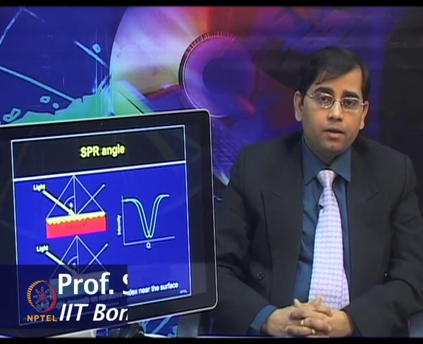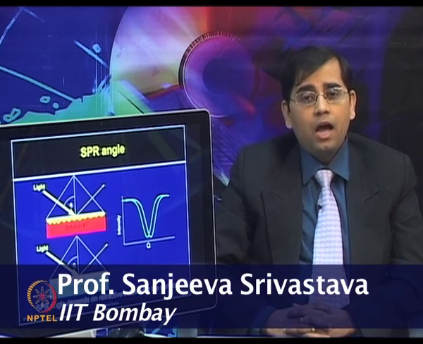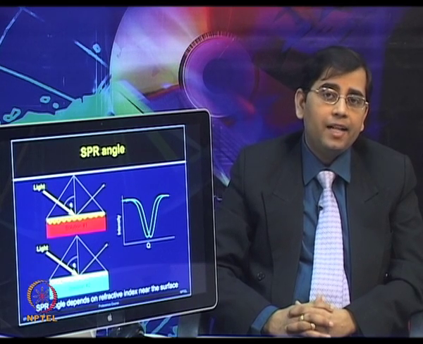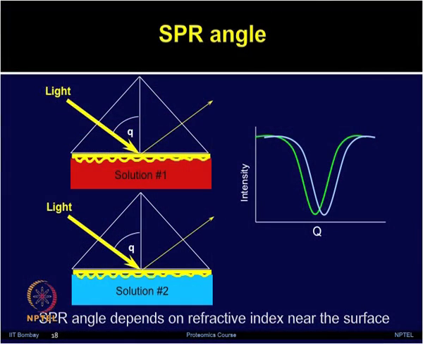Now, in this slide, I have shown you the SPR angle, how it depends upon the refractive index near the surface. By changing different types of solution, different SPR angles are generated. So, the angle at which the minimum intensity of the reflected light is obtained is known as the SPR angle, which is directly related to the amount of biomolecules binding on the gold surface.